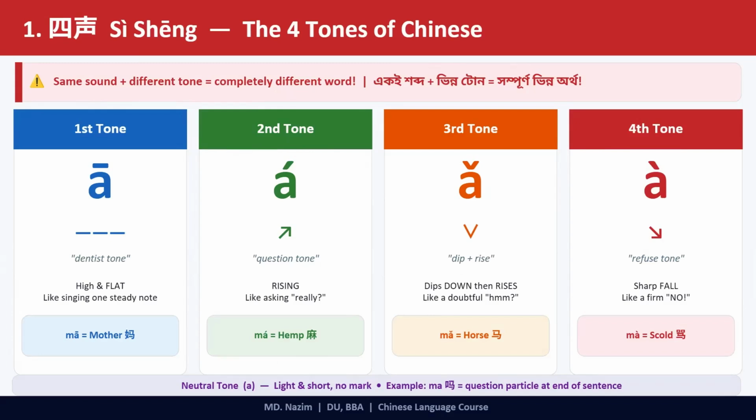Repeat after me from first tone. This is first tone. Second tone. This is second tone. Third tone. Fourth tone. This is fourth tone.